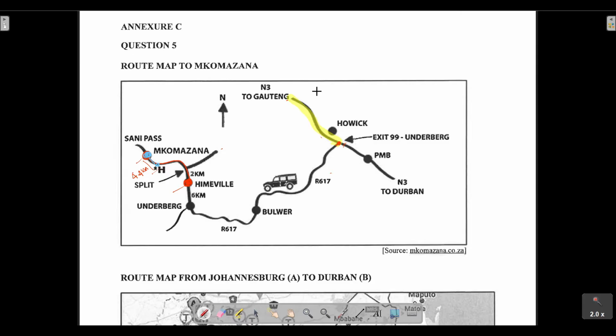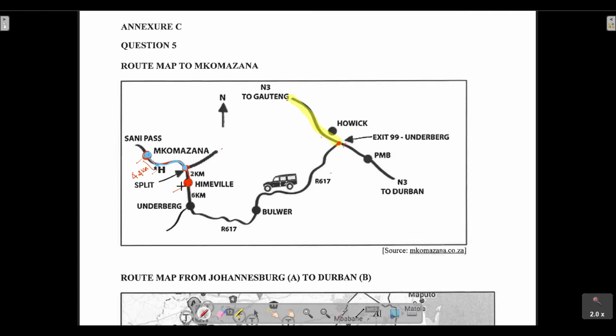Now, we need to calculate how many kilometers after the split. So where is the split? This is the split. How many kilometers after the split in the road is the hotel located? We're trying to determine how many kilometers they would drive from the split to that hotel. So how are we going to get that distance?